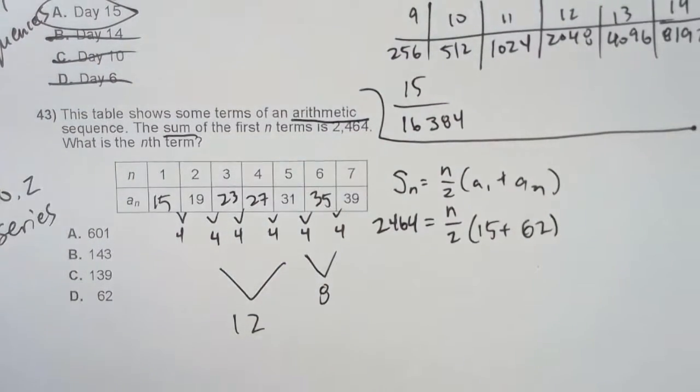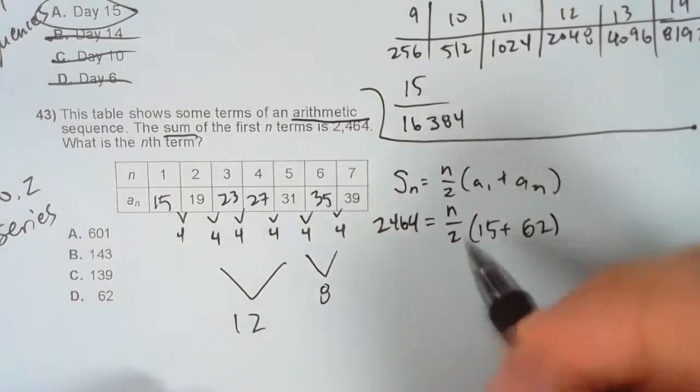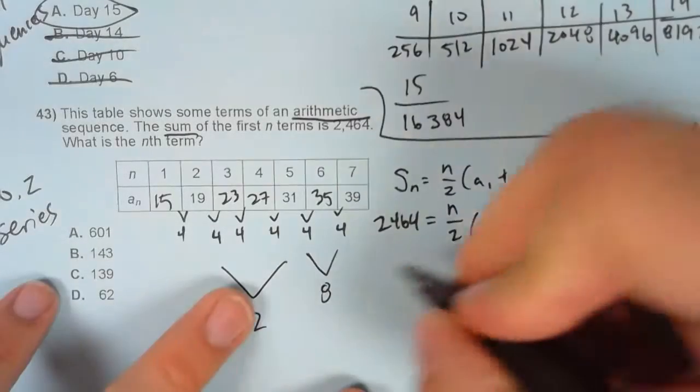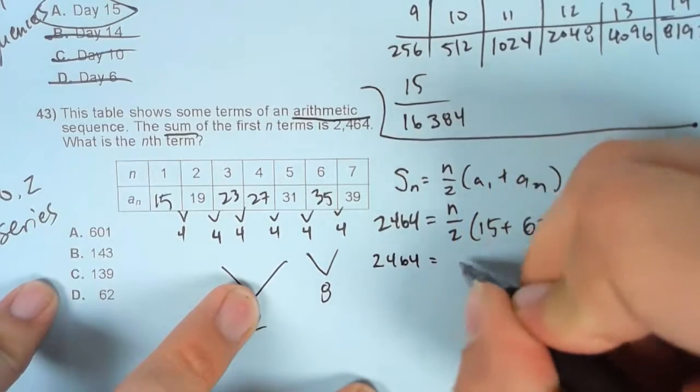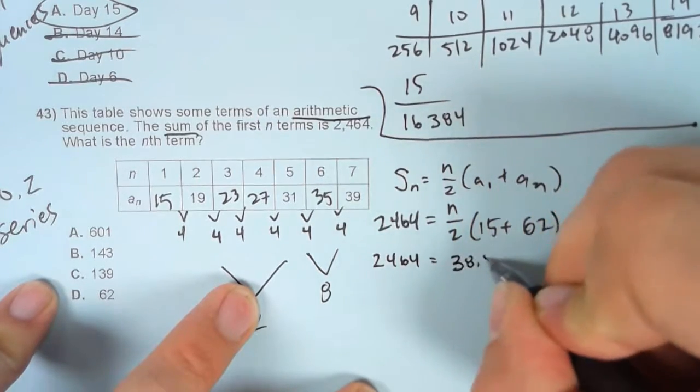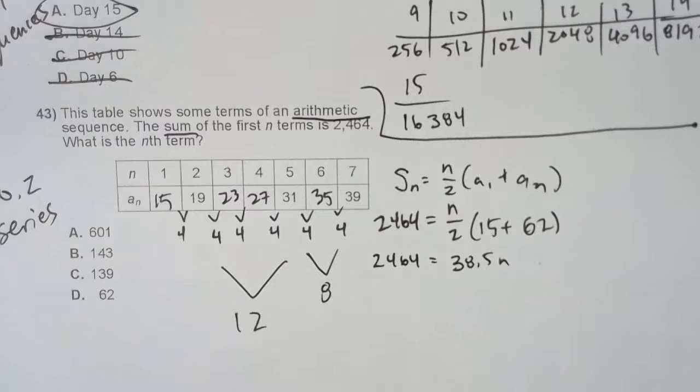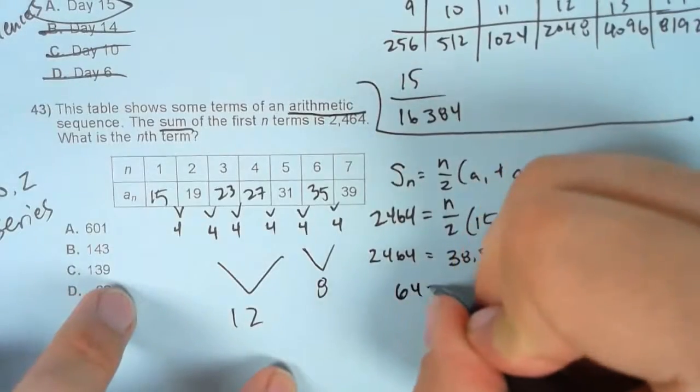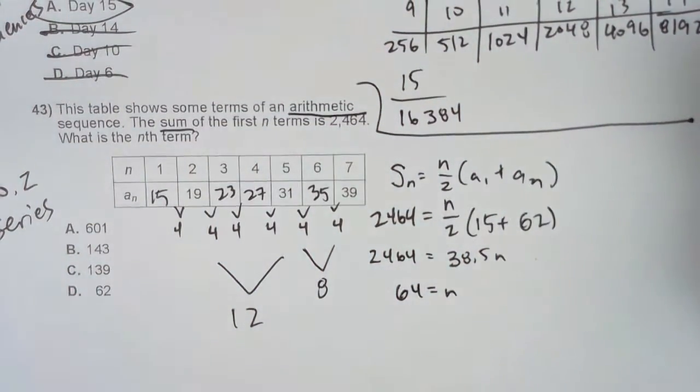So 15 plus 62 is 77, divided by 2, take care of this division. So we're going to have 2464 equals 38.5n. Divide both sides by 38.5, to give us 64 equals our number of terms.